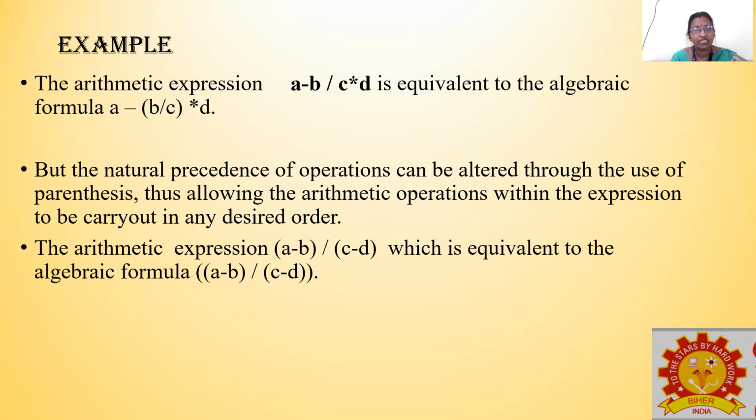But the natural precedence of operations can be altered by the use of parentheses. If I want to change the order of operations, I can use parentheses. Now I want to first do a minus b, and c minus d, and then divide. Clear? So what can I do? I put a minus b in parentheses and c minus d in parentheses. First complete the subtraction a minus b and the subtraction c minus d, then the result of a minus b is divided by the result of c minus d. So this is the other way: you can break the rules using parentheses.